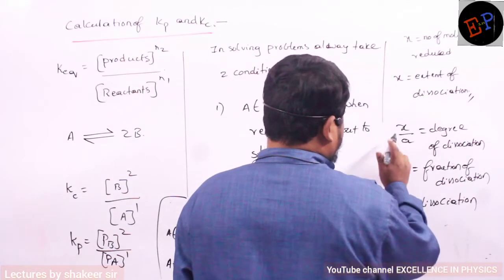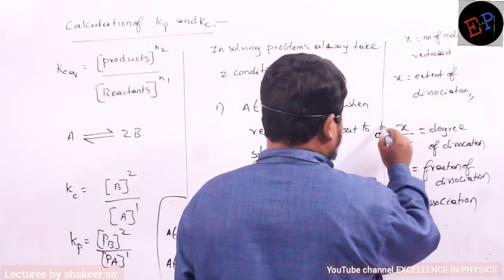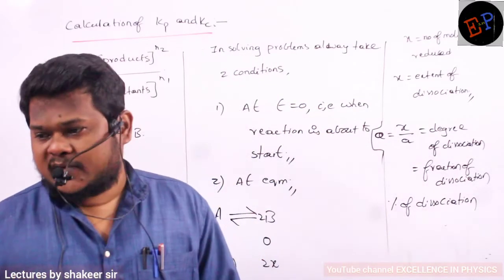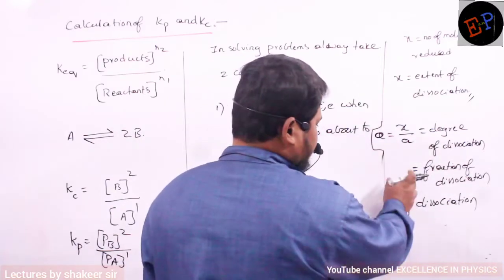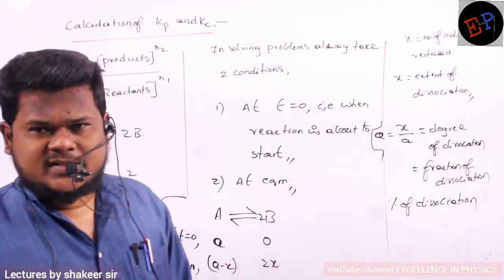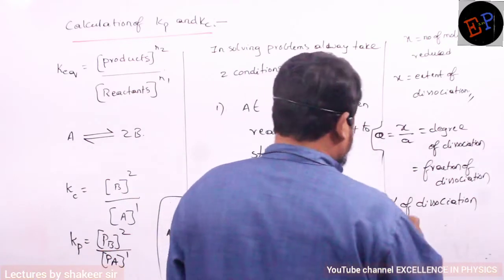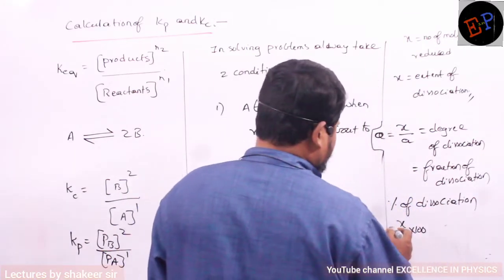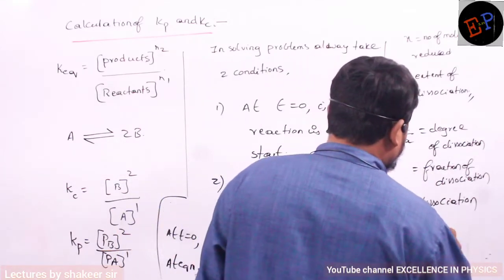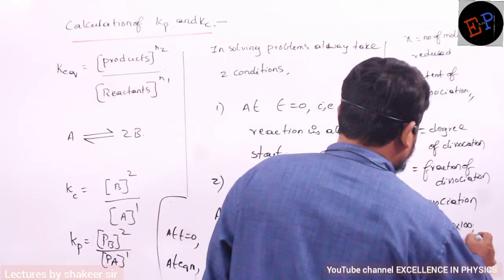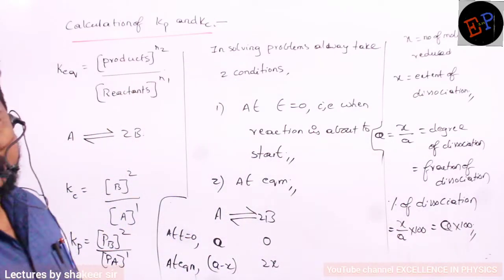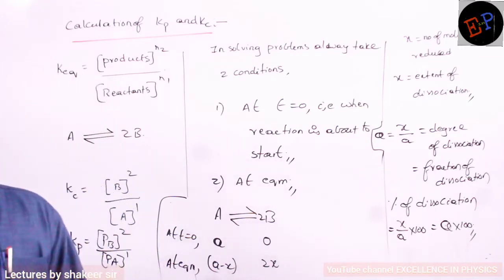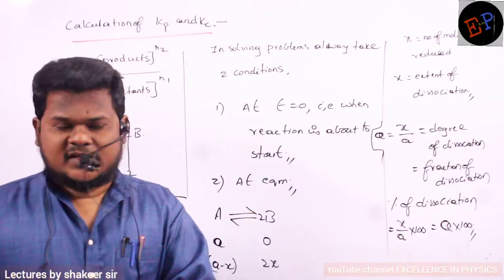See, this X by A can also be called alpha. X by A is also called alpha, the degree of dissociation or the fraction of dissociation. Fraction multiplied by 100 is called the percentage of dissociation. So X by A multiplied by 100, or alpha multiplied by 100, is the percentage of dissociation. The amount of product which has dissociated by the time the reaction reached equilibrium is the alpha value. Are you able to understand?